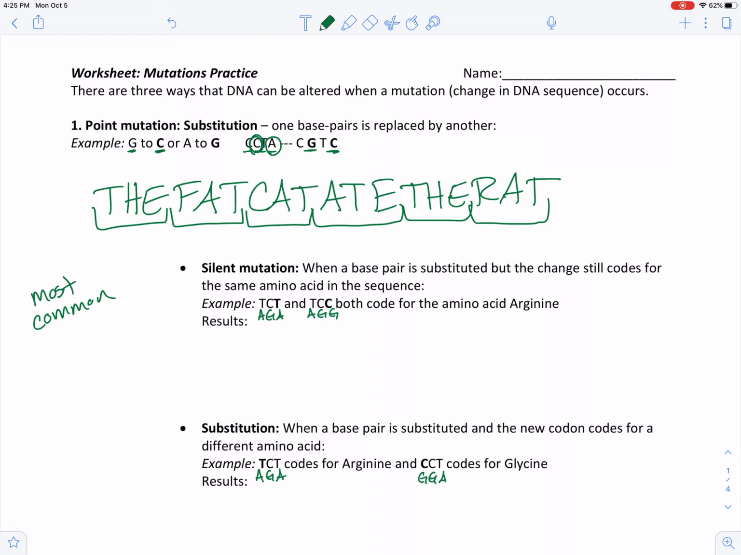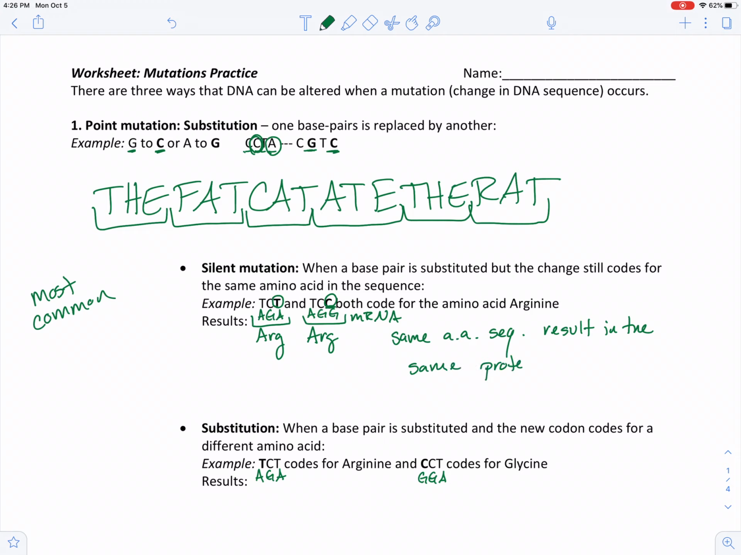So let's say that I have a DNA mutation that replaces that T with a C. So instead of being TCT, it becomes TCC. Well, when I look at the corresponding mRNA sequence, my original one was AGA, which codes for arginine. Well, if I look at AGG, which is the mutated copy of that code, I still get ARG. So if they both code for the same amino acid, I get the same amino acid sequence, which is going to result in the same protein being produced.